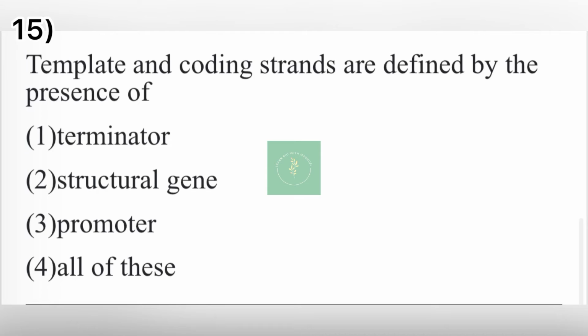Question number 15. Template and coding strands are defined by the presence of, and the option is promoter. Promoter because promoter site contains a sequence of nitrogenous bases that provides a site for the RNA polymerase to bind and initiate the process of transcription. It is located at the 5' end of the coding strand upstream, and with respect to the template strand, it lies towards the 3' end upstream of the structural gene. Thus, it marks the position of the template and coding strands in the transcription unit.